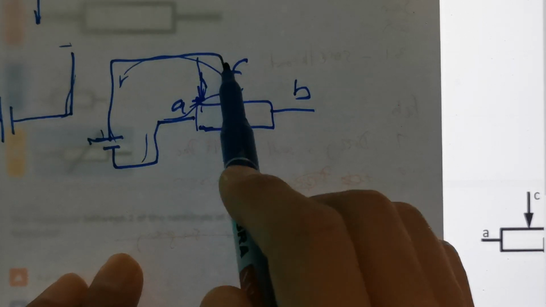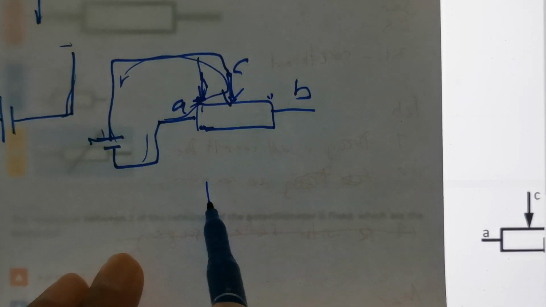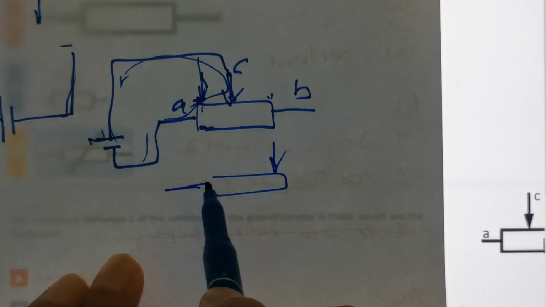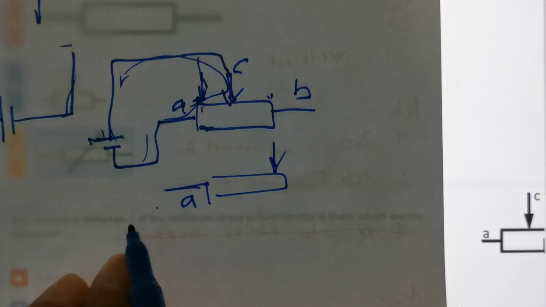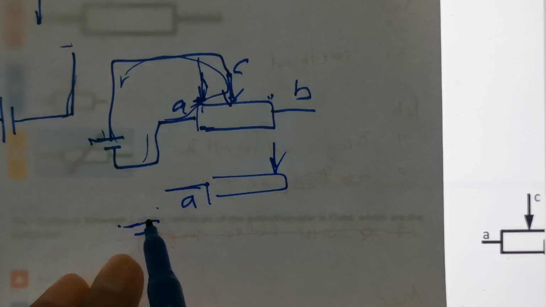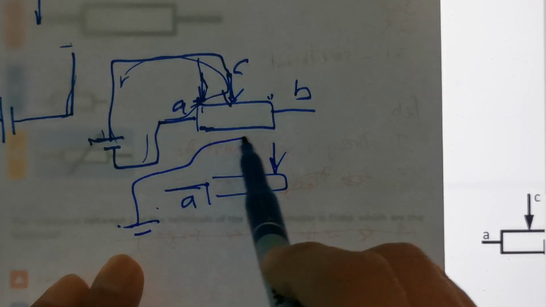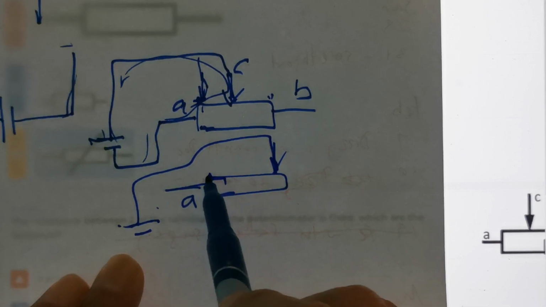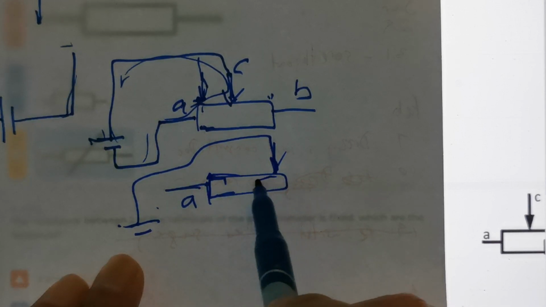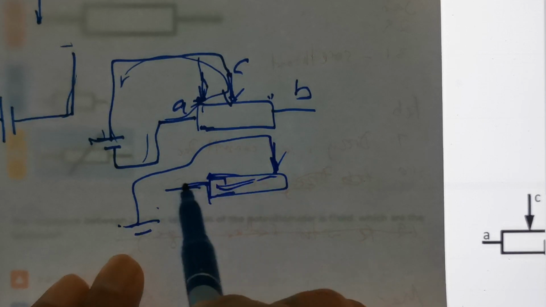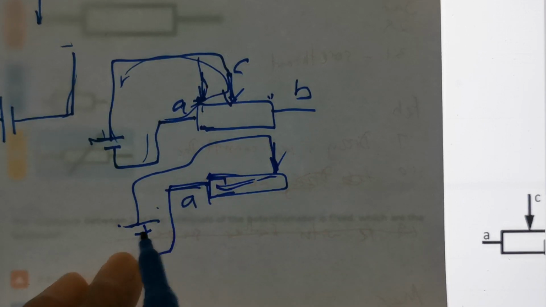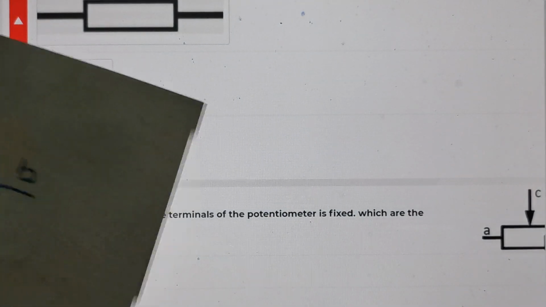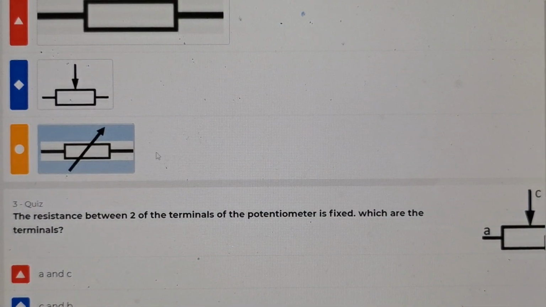If I turn this all the way over here, this is A, the current will have to flow here and travel through a lot of resistance before coming back here. So the resistance is higher, and the current is lower.